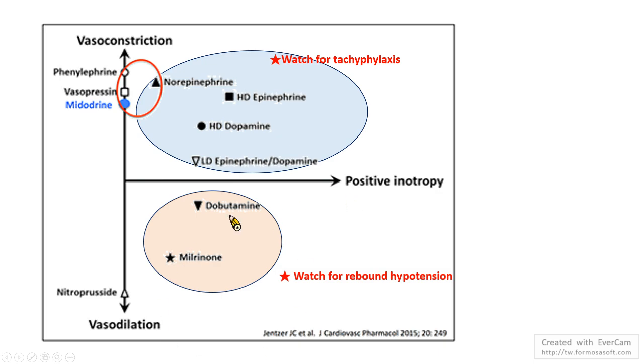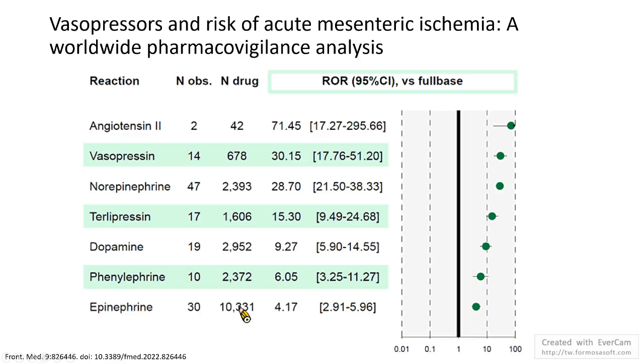And as for the right lower bar, you need to watch for rebound hypertension, because these are just pure inotropy with vasodilation. Try to decrease the afterload as much as possible.